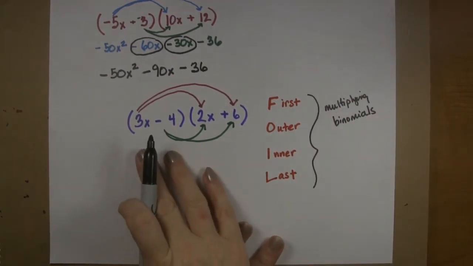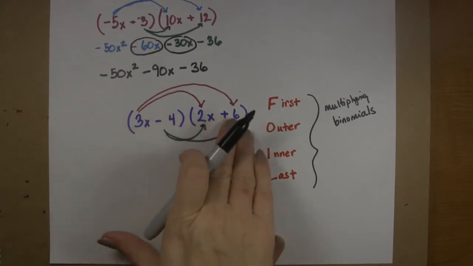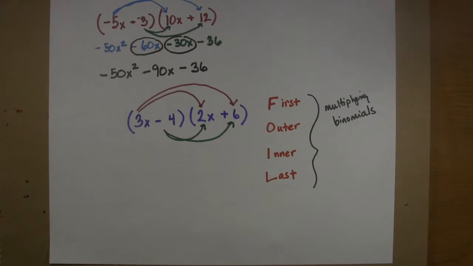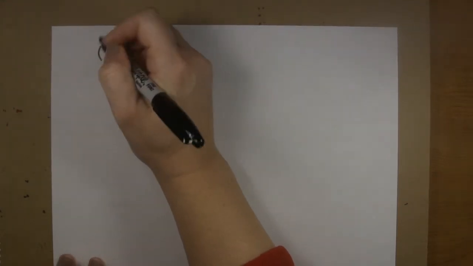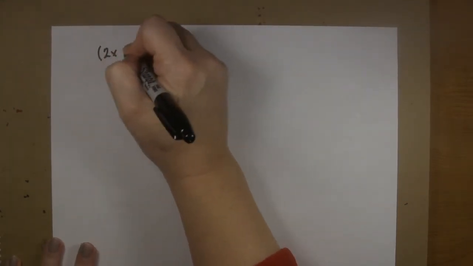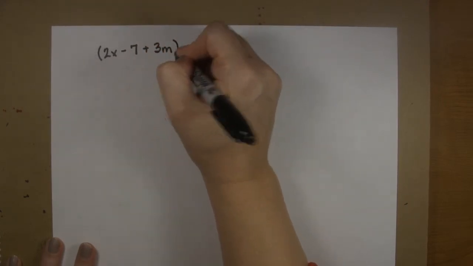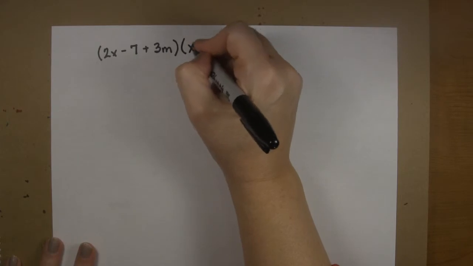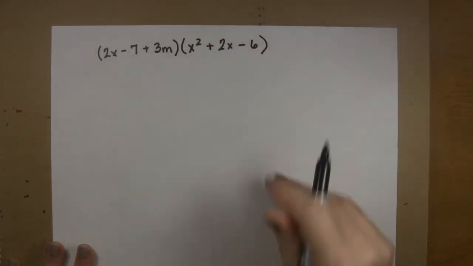But hopefully you're beginning to see the pattern here where you go through each one of these terms and multiply it by each one of these terms. So I could give you a much longer set of polynomials, that is, something in parentheses with just many terms. So I could give you 2x minus 7 plus 3m in parentheses times x squared plus 2x minus 6.